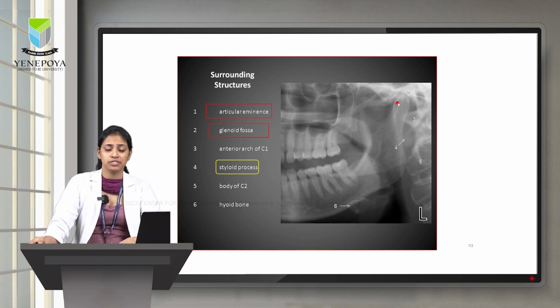The glenoid fossa is otherwise called the mandibular fossa. It is where the mandibular condyle rests. It is a concave depressed area on the temporal bone. On a panoramic radiograph, it appears as a concave radiopacity seen just superior to the mandibular condyle, represented by 2 here.